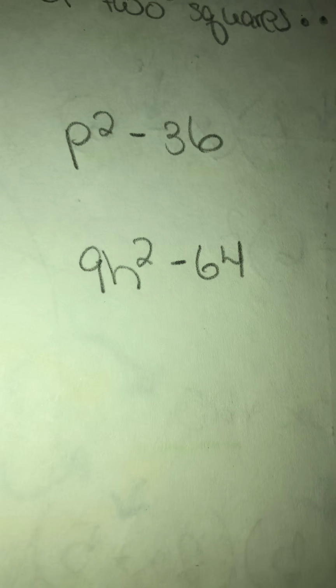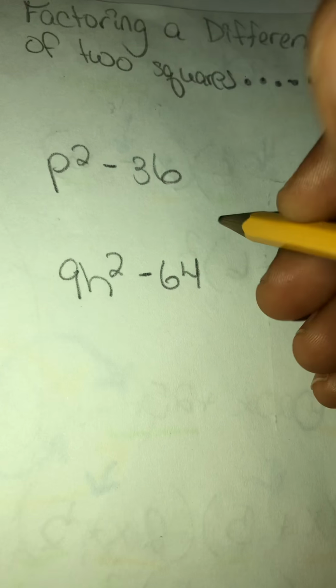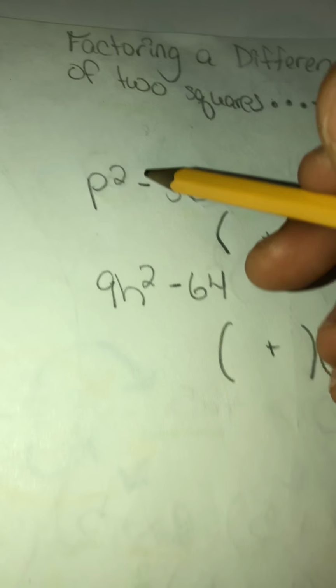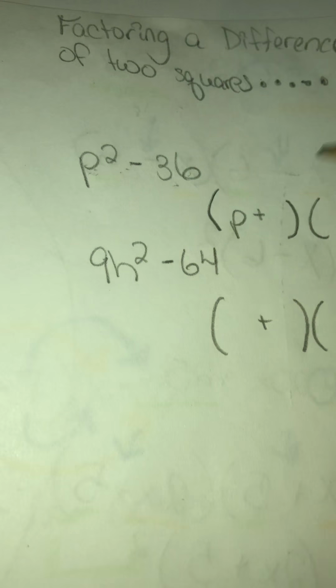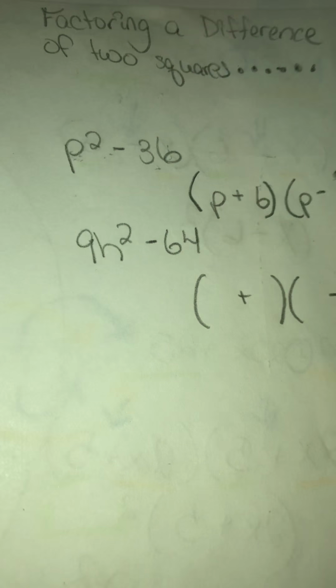Alright, so welcome back from the pausing. You were actually supposed to pause. So, same thing as before. I need 2 parentheses. One has to have a plus, one has to have a minus. And I just take the square root of each of these terms. So the square root of p to the second power is p. And the square root of 36 is 6.